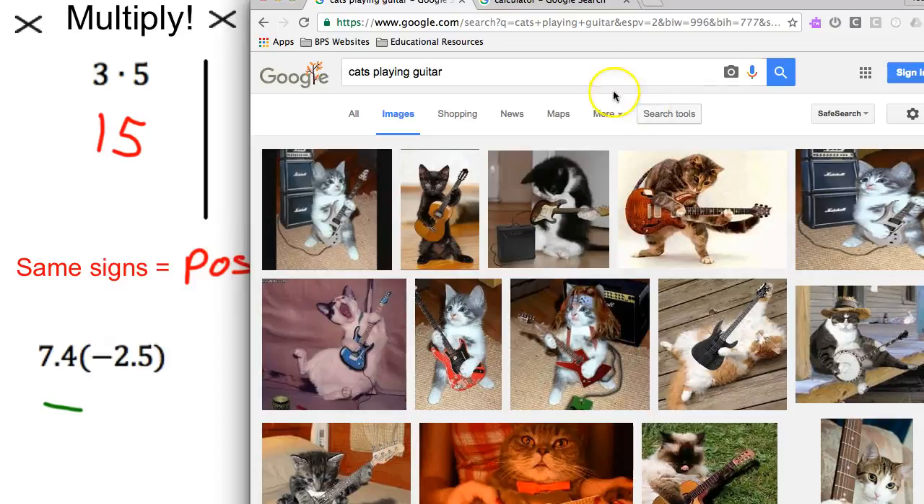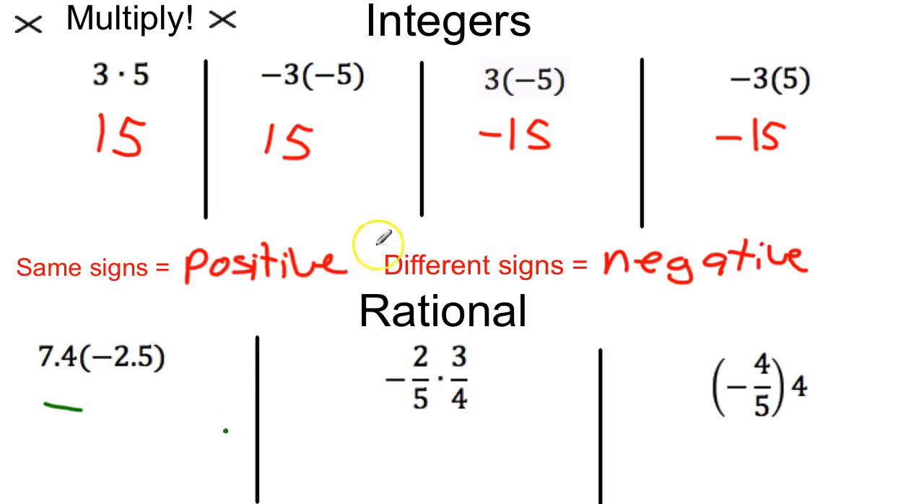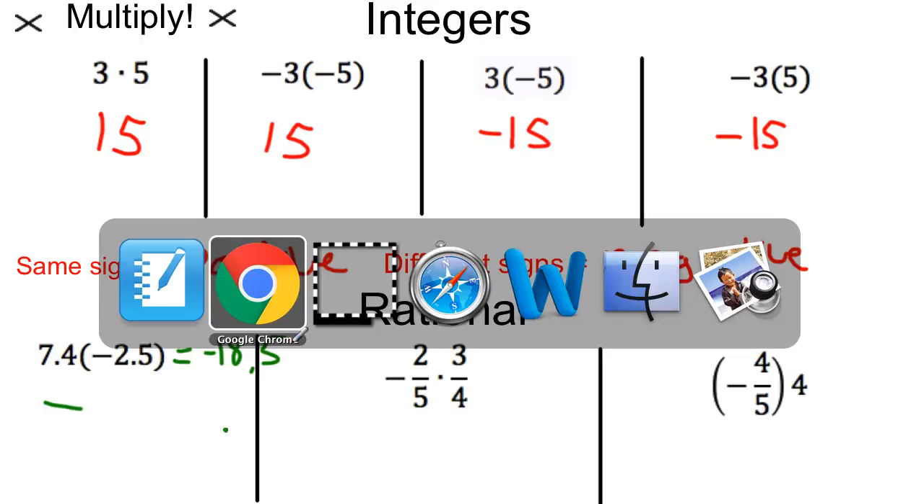Oh, man, I did it again. All right, so I put in 7.4, parentheses, negative 2.5, and I get negative 18.5. So my answer is negative 18.5.